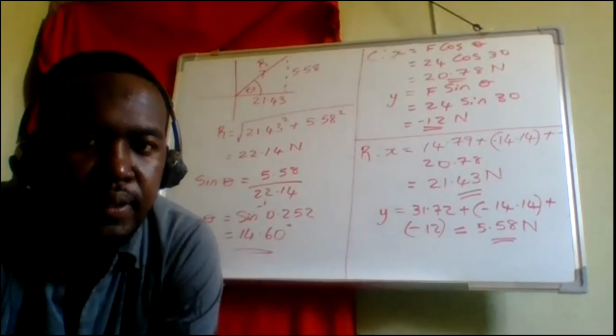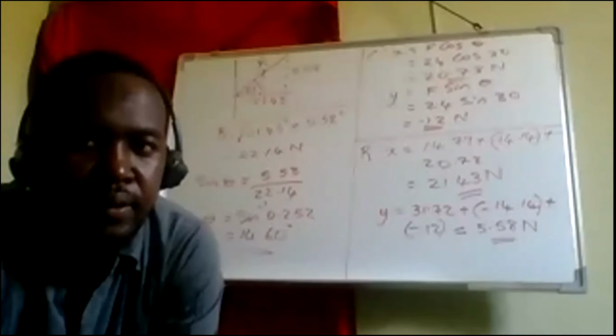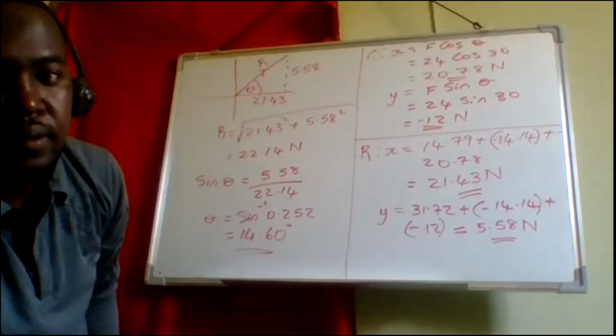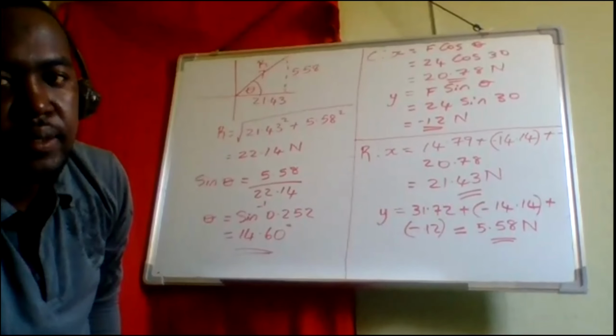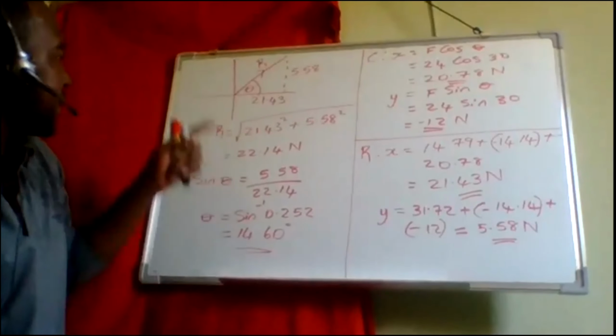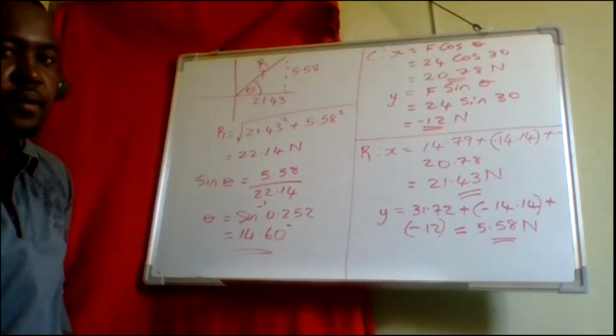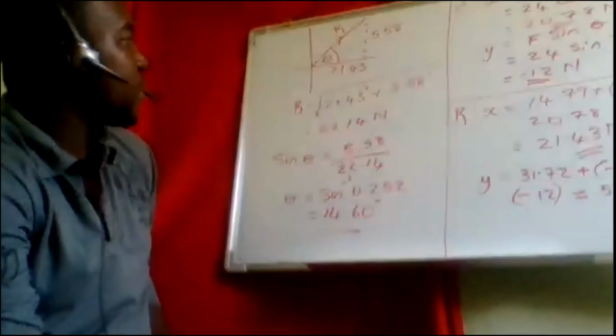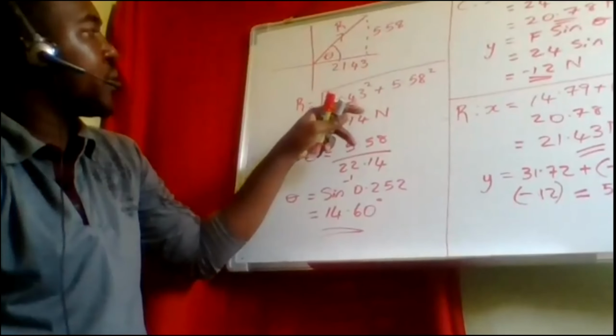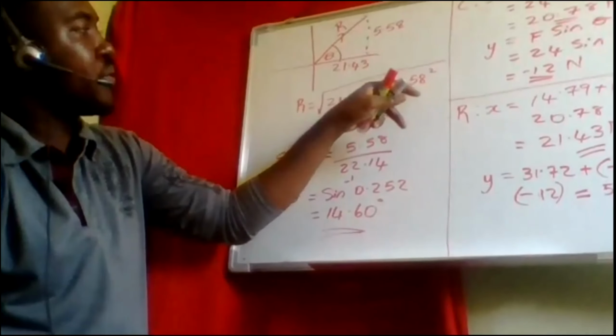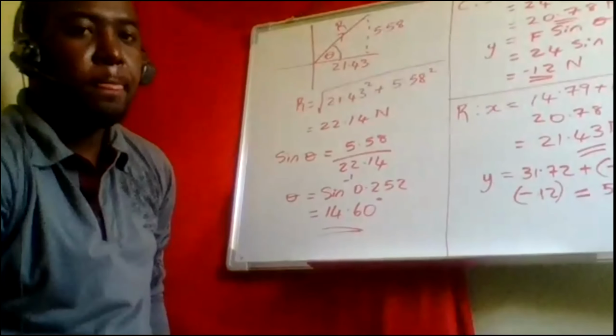Sir, I'm not seeing the board so clearly, especially over to the side where you did the resultant. Yes, sir, because I was trying to see exactly what you did right there in the square root. It's the square root of 21.43 squared plus 5.58 squared. Okay.